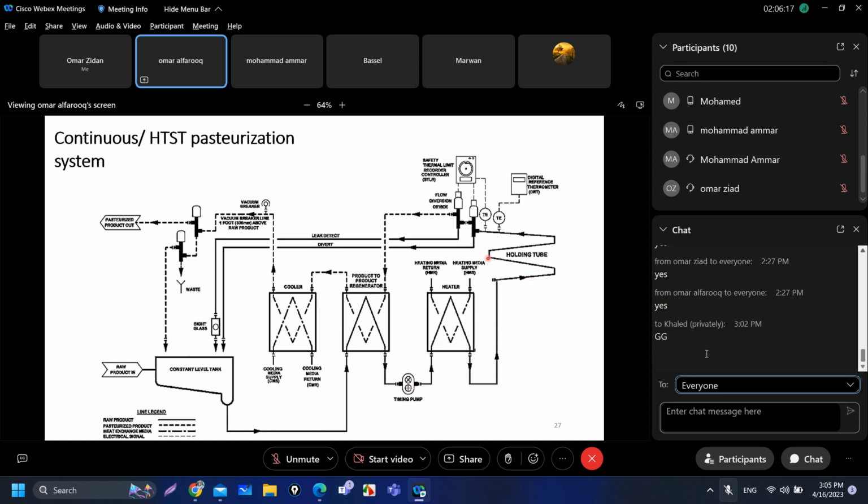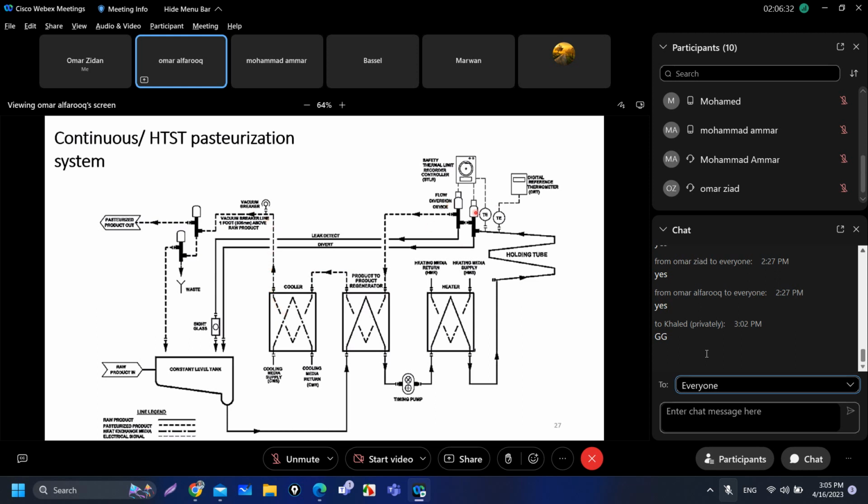Then we pass it to the holding tube. After that, it will be passed again to the regeneration section where it will be cooled slightly. Then to the cooling section where it will be finally cooled, and then we have the pasteurized product.